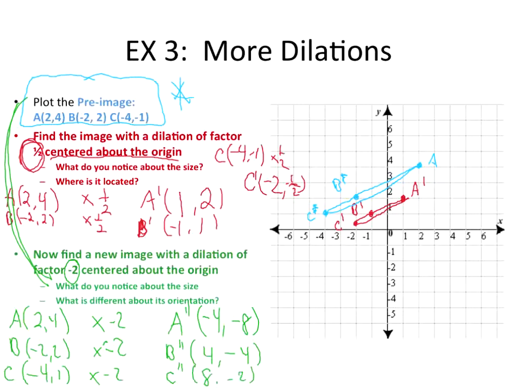Let's watch what happens when I graph these. So -4, -8. Whoa, it's going to be like way down here. -4, -4. That's my B. And C is 8, -2. That's my C. Whoa, sorry. Forgive my wavy line here.